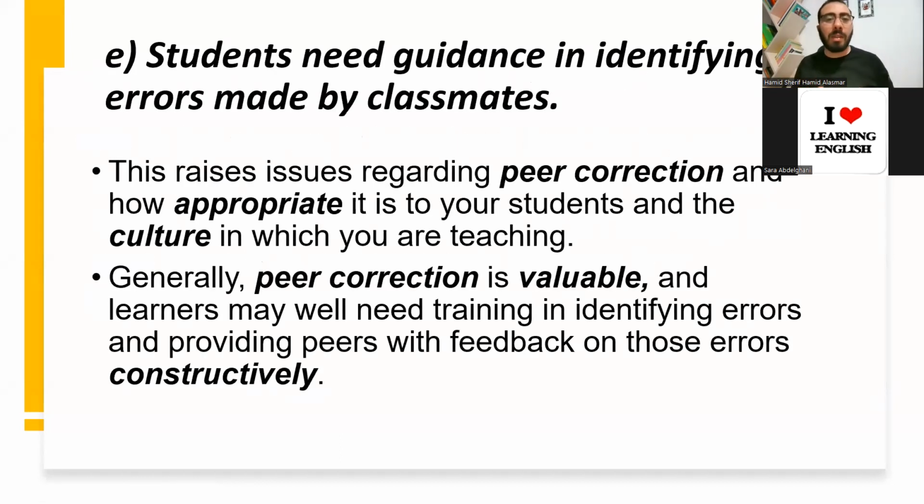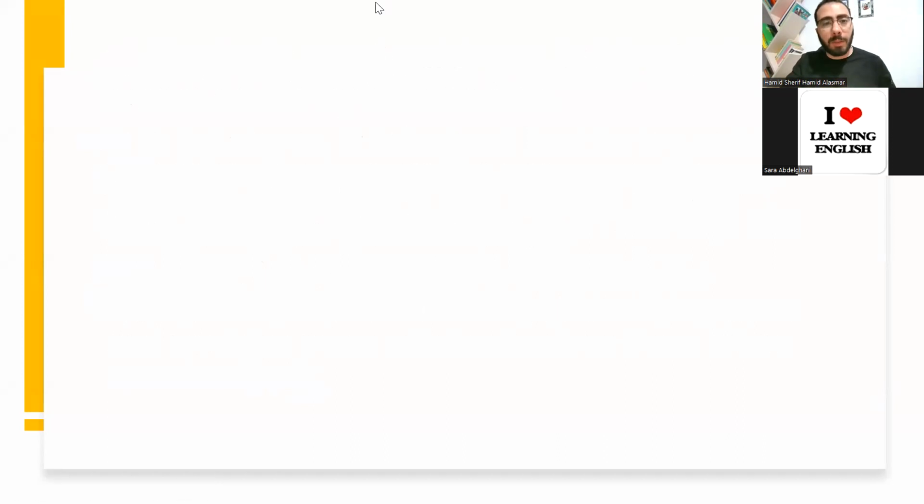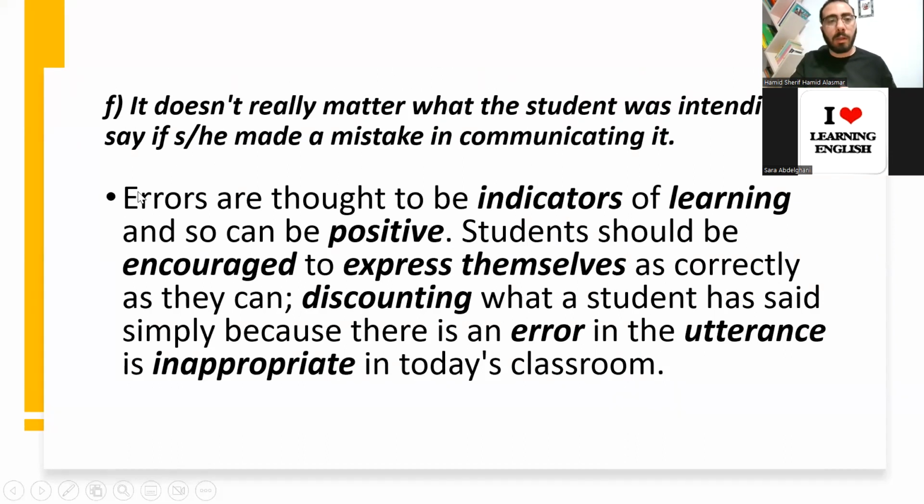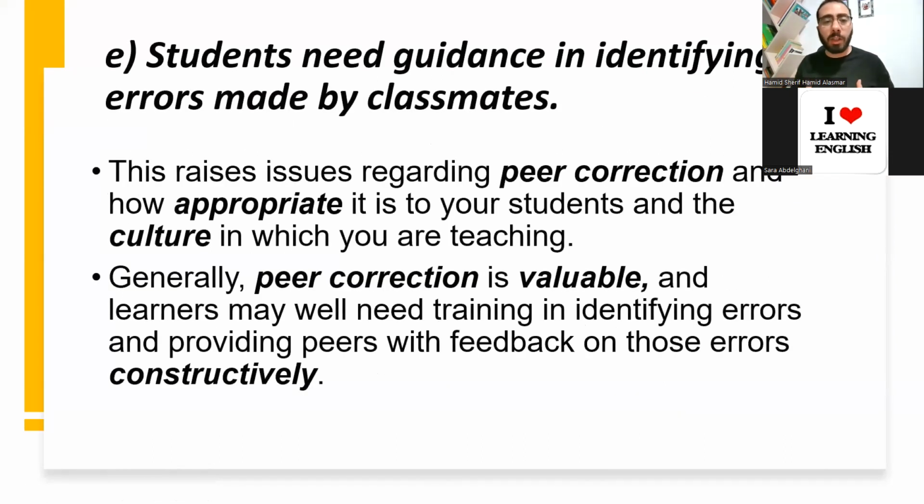Okay. Now, for E, students need guidance in identifying errors made by a classmate or by classmates. Normally, if your class is comfortable with peer correction, it will be amazing, because it's very important, valuable, and crucial for students to learn. If they are not familiar with it, maybe you can teach them the importance of peer correction, but just be careful, because with some cultures, students actually do not accept being corrected by their colleagues.